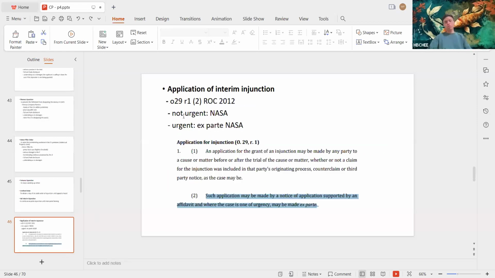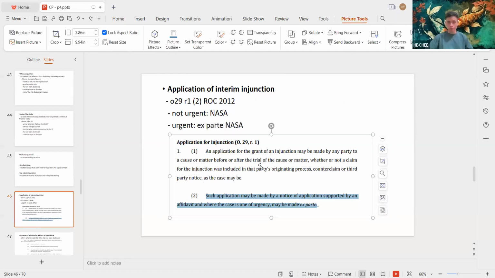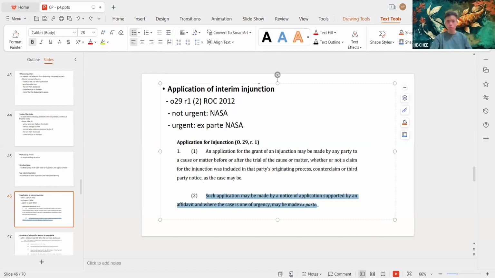So how to apply for an interim injunction? This is given in Order 29 Rule 1 Sub 2, ex parte notice of application supported by affidavit. Sorry, I should remove the wording.